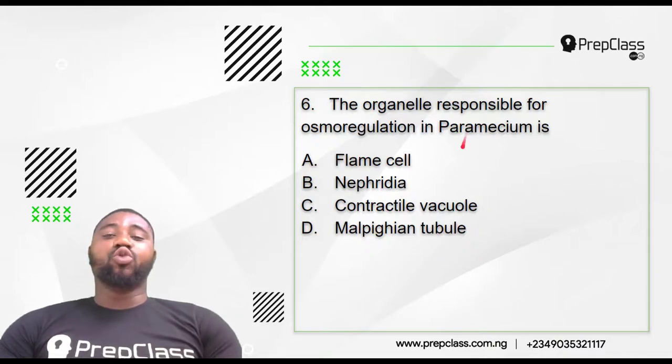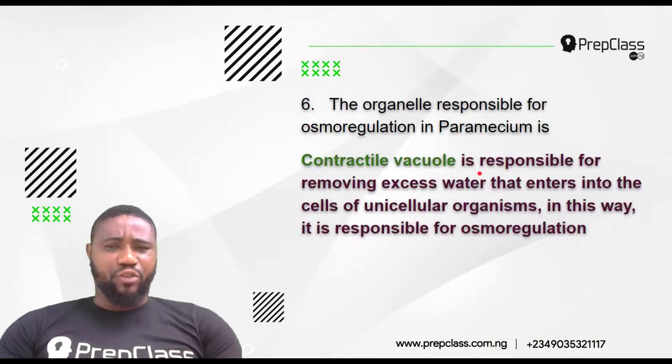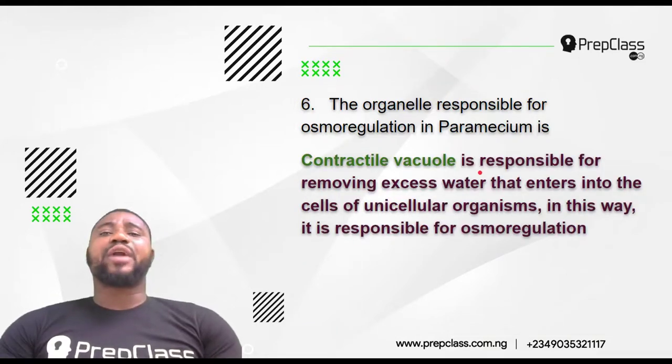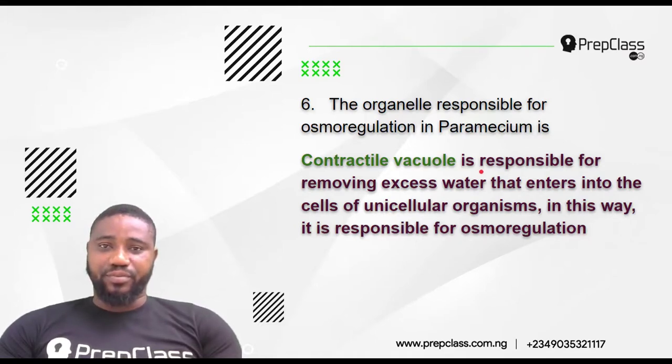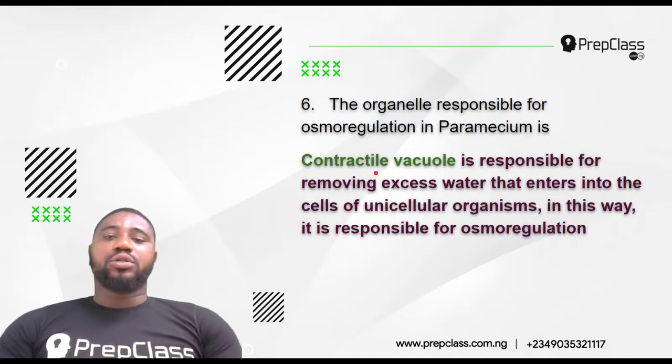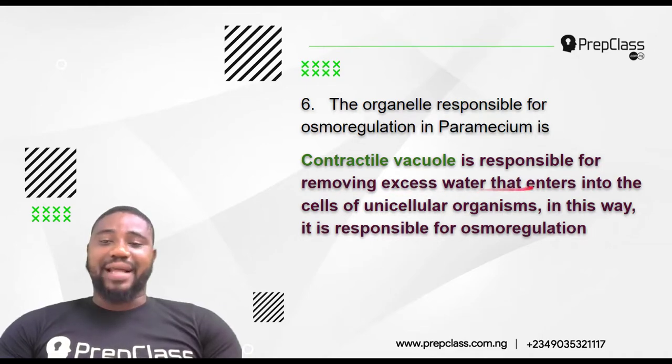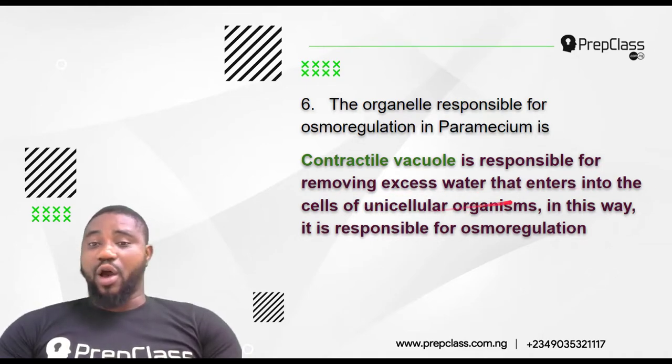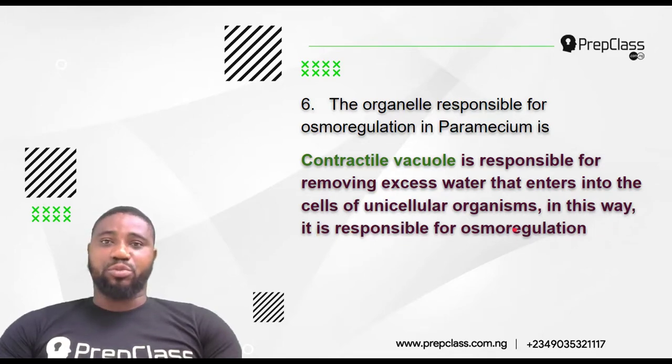So they're not asking us which of them is the osmoregulatory organ for Paramecium. I believe you know what osmoregulation is. The process whereby an organism balances the level of water and solutes in its cell. Like in humans, our osmoregulatory organ is a kidney. We use the kidney to conserve water, to balance the level of water and salt or solute in our blood. So now, the contractile vacuole is responsible for removing excess water that enters into the cells of unicellular organisms. In this way, it is responsible for osmoregulation.